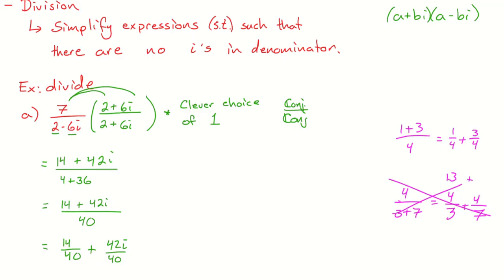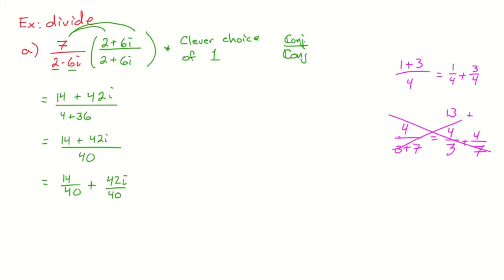We should probably simplify it, right? What goes into 14 and 40? So if I'm going to simplify this and show all the work, 2 times 7 and 2 times 20, right? What goes into these two numbers? 2, okay? So that's 2 times 21 over 2 times 20, and the i is still there.